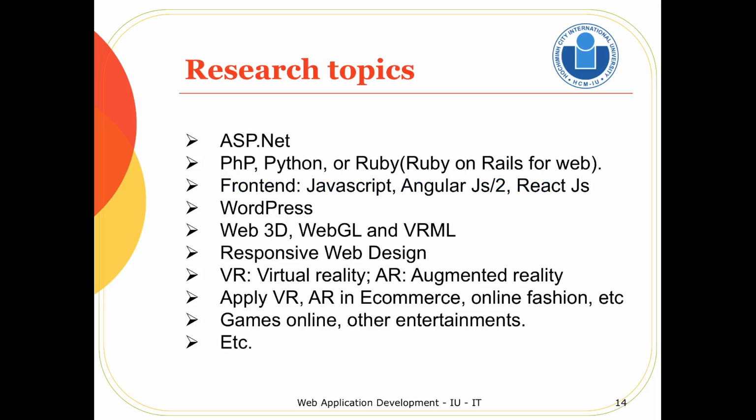So now there are some research topics you can base on. This is just some guideline, or you can propose yourself, as I mentioned before. The first, you can research about ASP.NET. This is the Microsoft framework. If you use the Microsoft framework, you can develop your web application by using ASP.NET. Normally, you can see the web page file extension is .html, .jsp, Java Server Page, .aspx. And in this case, you can also use PHP, Python, Ruby, and Rails for web application development.